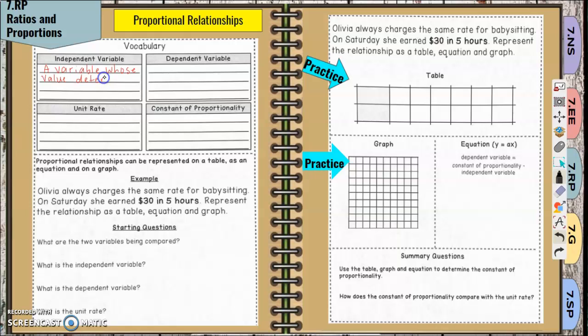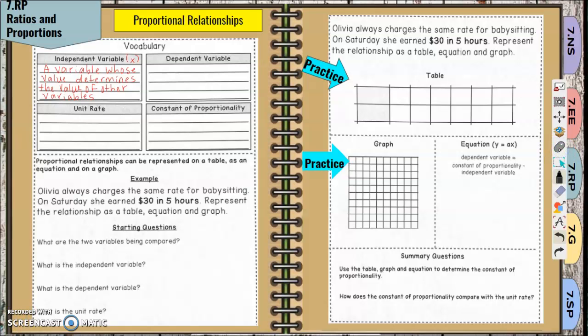determines the value of other variables. A variable whose value determines the value of other variables. And we use X to represent independent variables.